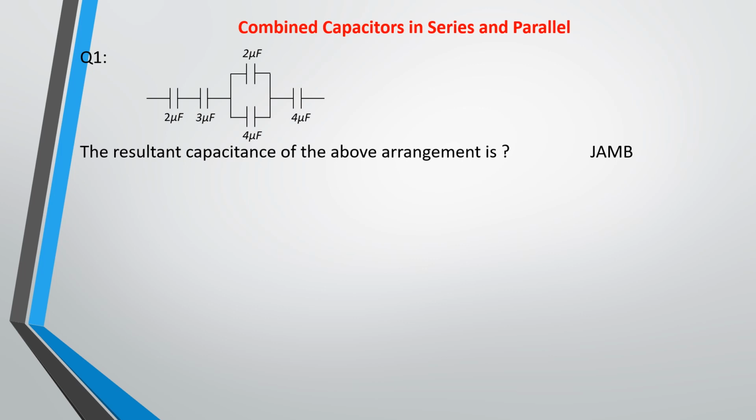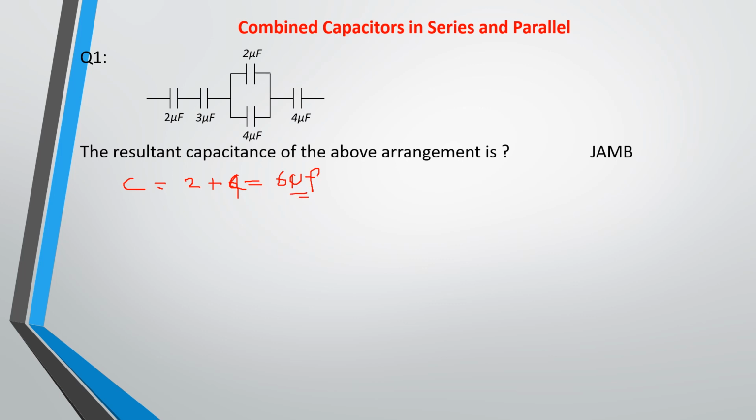Since they are in parallel, their combined capacitance is the sum of the 2 capacitors. It is the sum of the charge of the 2 capacitors. So their resultant C is equal to 2 plus 4, because they are in parallel. So the resultant is 2 plus 4, and that gives you 6 microfarad. Alright, so now we have the combined capacitance here to be 6 microfarad.